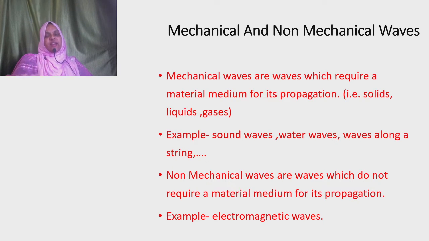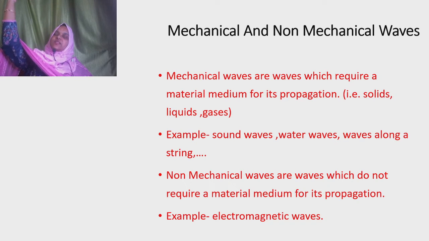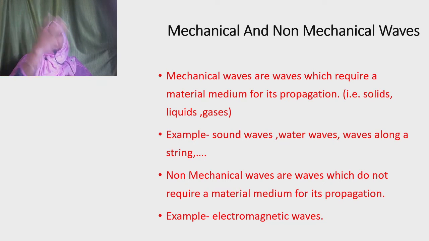Now, secondly, we have non-mechanical waves, which are waves which do not require any material medium for their propagation. An example of a non-mechanical wave is electromagnetic waves. All electromagnetic waves are non-mechanical waves, that is, they can be transmitted from one point to another without any material medium for their propagation. That is why we can say that light from the sun reaches the earth without any medium. It can travel through a region where no medium is present.